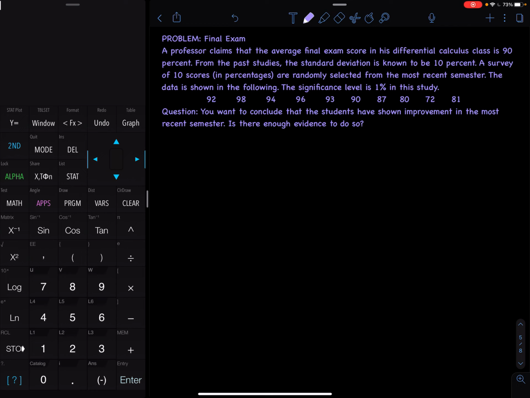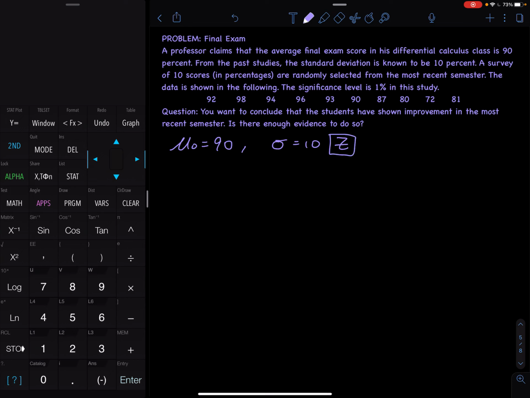All right. According to the first sentence, the mu is 90%, right? So mu naught is equal to 90. Since we do not use decimals in any of this, let's keep everything in integer. So 90%, just use 90. And then the standard deviation from past study is 10%. So sigma is equal to 10. Sigma is given. So the entire problem is a Z procedure problem.